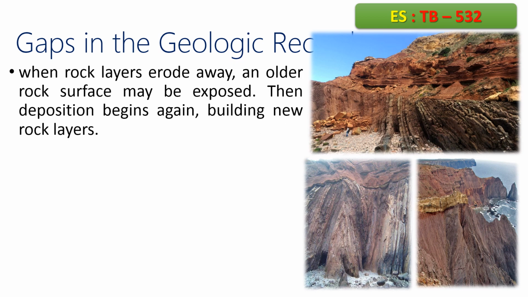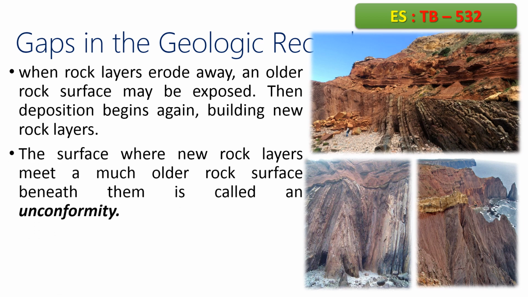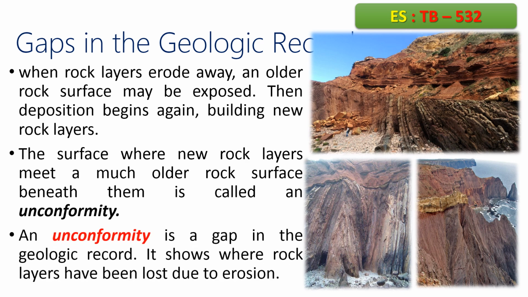When rock layers erode away, an older rock surface may be exposed. Then deposition begins again, building new rock layers. The surface where new rock layers meet a much older rock surface beneath them is called an unconformity. An unconformity is a gap in the geologic record. It shows where rock layers have been lost due to erosion.